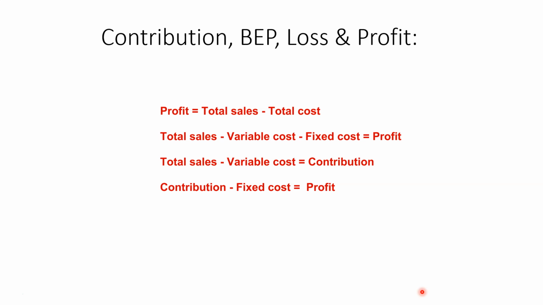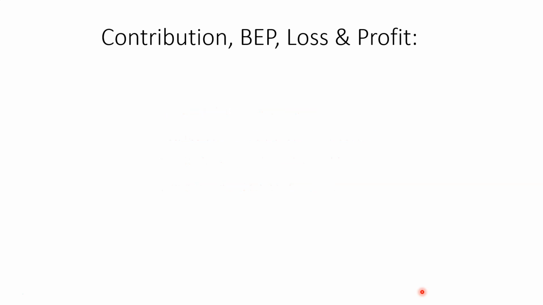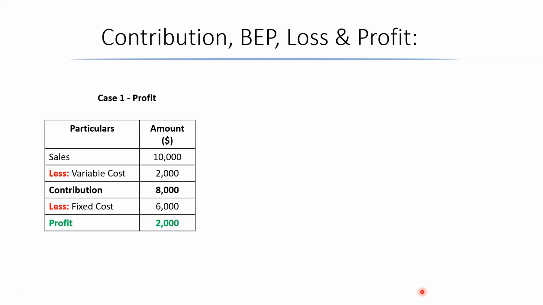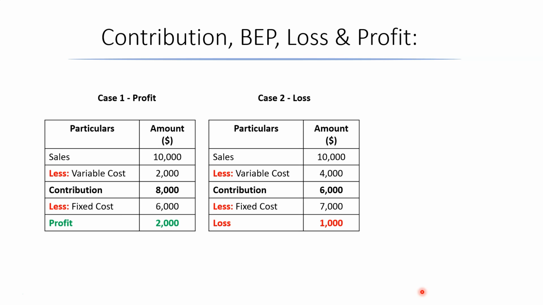So here the calculation of profit is the same. It's not changing. It's just that the total cost has been divided into variable cost and fixed cost. And why are we doing this? So that we can analyze it and take proper decisions. Now let us try to understand all this with a proper example. So we are taking two cases first. Case 1, which is regarding profit, and case 2, which is regarding loss.